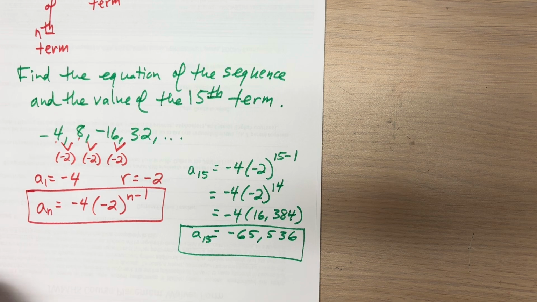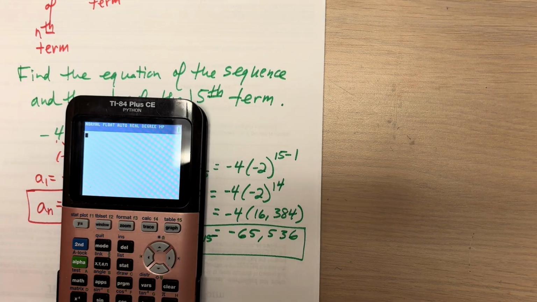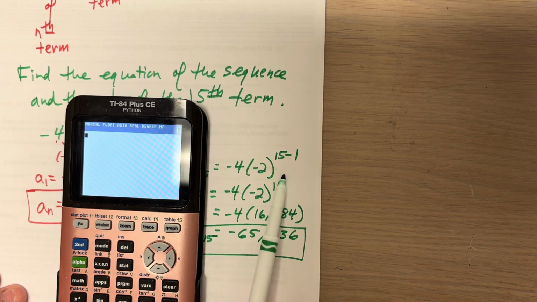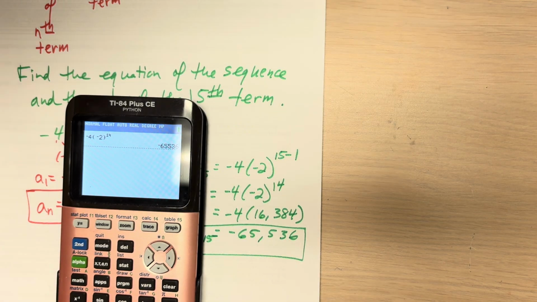Now, another thing that you can do when you get to this point, depending on what your teacher lets you get away with on a calculator or not, I know I want to see the substitution, and then I would just type it in as this line here. I would do -4 times -2 to the 14th, and I get my answer that way. So that's what I would recommend you do.